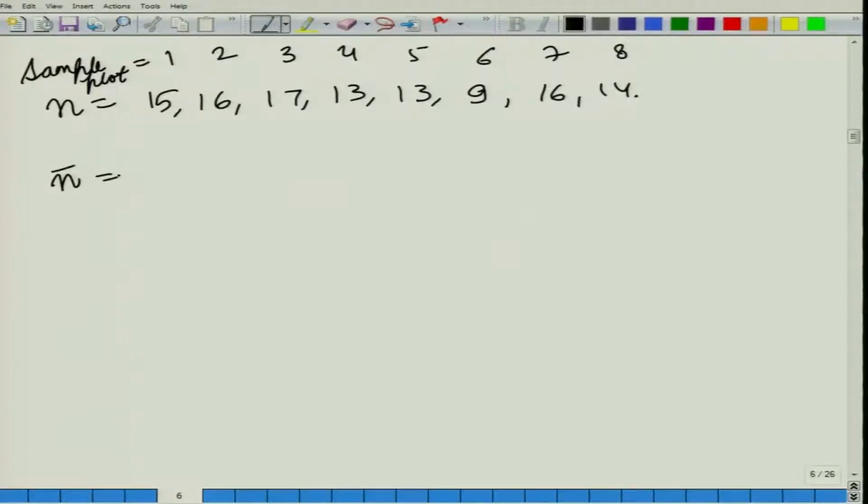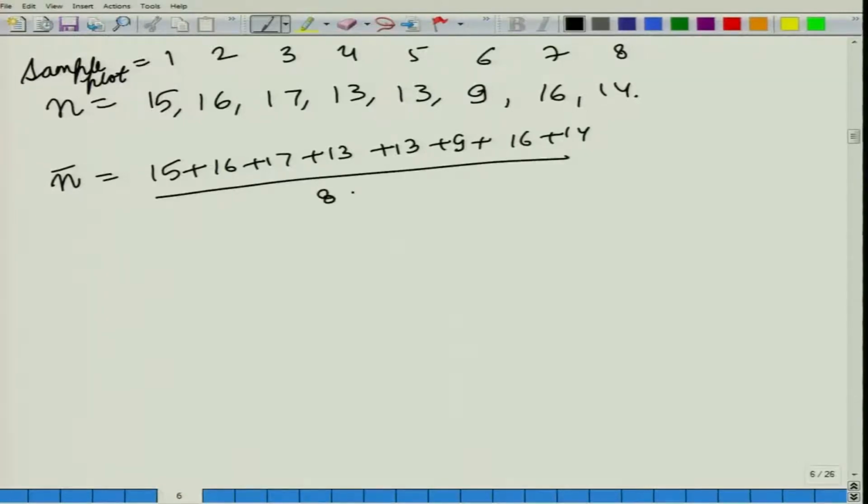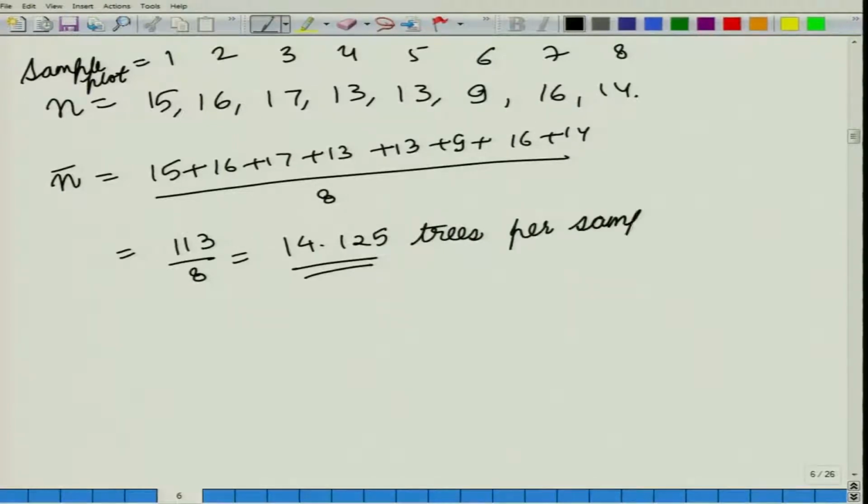We calculate the average, which is 15 plus 16 plus 17 plus 13 plus 13 plus 9 plus 16 plus 14 whole divided by the number of sample plots, which is 8. So, here we get 113 divided by 8 is equal to 14.125. So, we have 14.125 trees per sample plot. This is the average number of trees per sample plot. Now, what is the area of a sample plot?